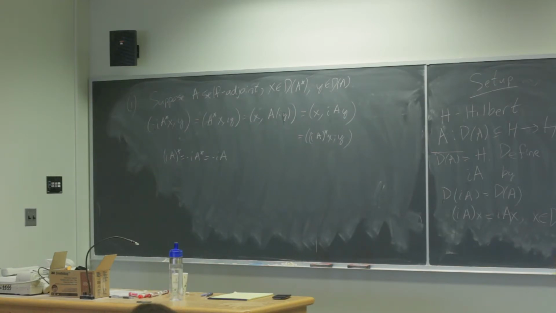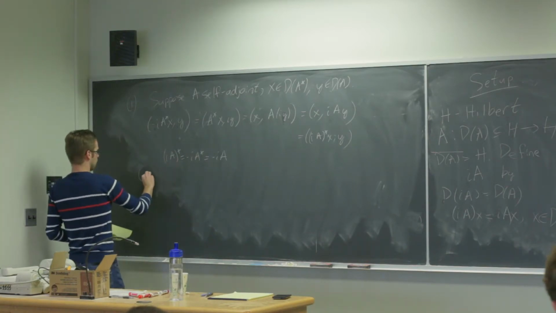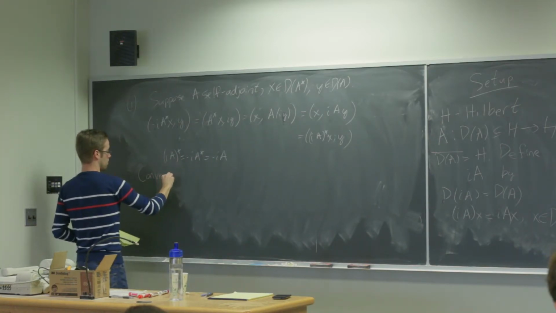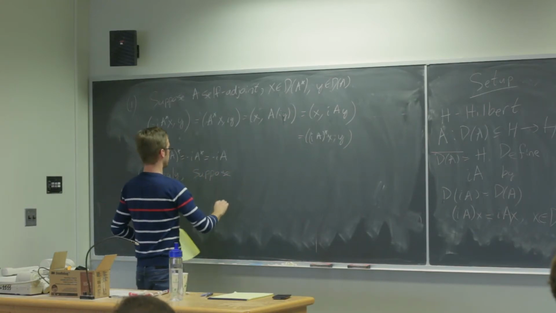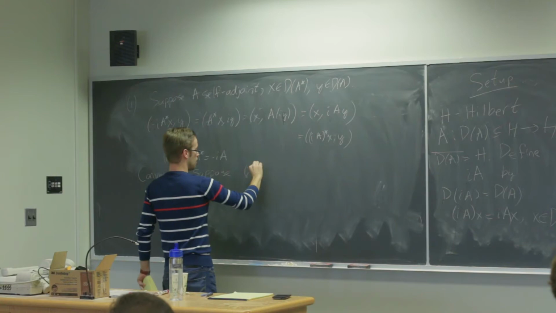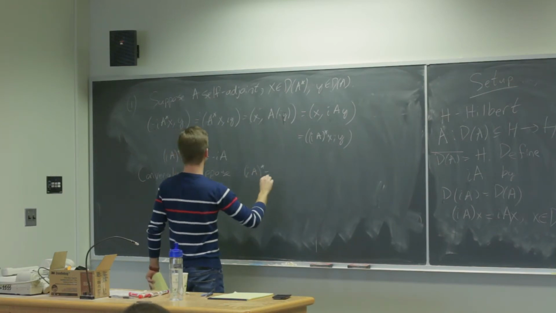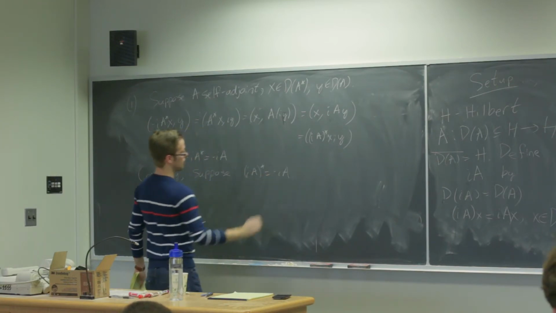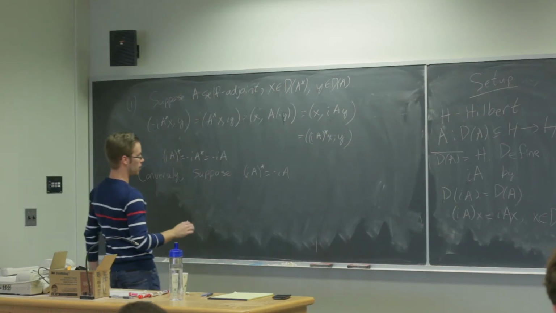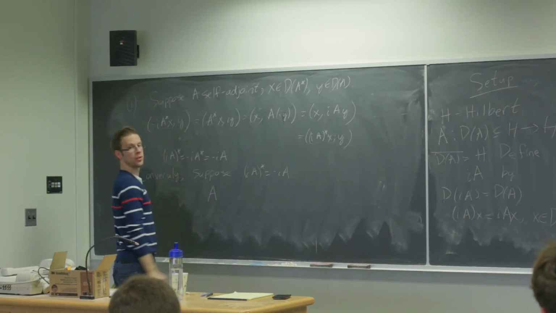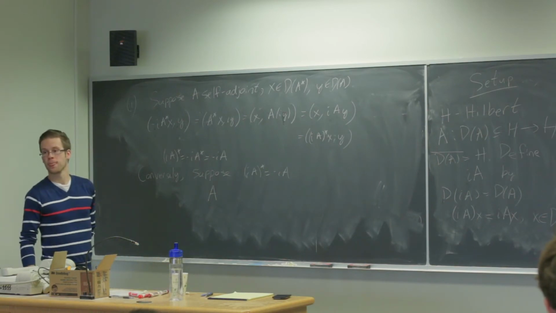So that's the first direction. Let's go the other way. The other way is easy, actually. Conversely, let us suppose that you have the skew adjointness, (iA)* is equal to minus iA. I'm going to be a little bit sloppy and not worry about the domains, but this is going to work out nicely. So I'm going to show that A* is equal to A.